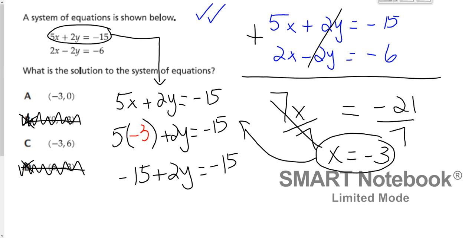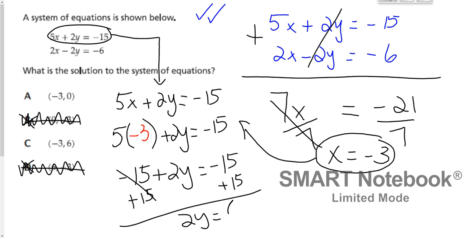I'm trying to isolate the y, so the first thing I'm going to do is get rid of this by doing inverse operations. Now I have 2y equals, well, negative 15 plus 15 is 0. And then I divide both sides by 2, and I get y equals 0, choice A.